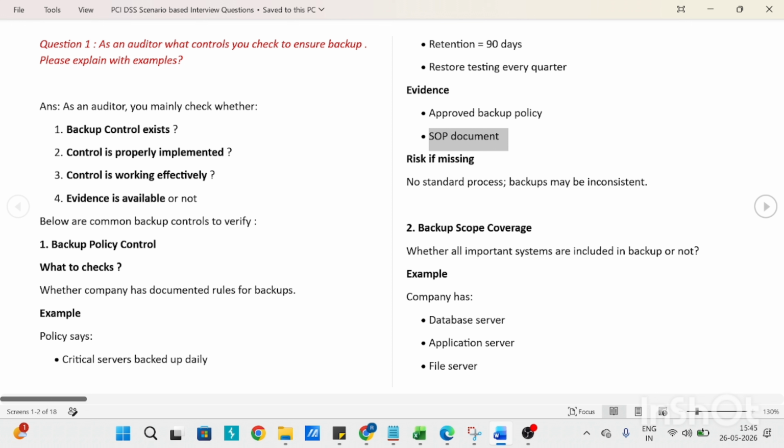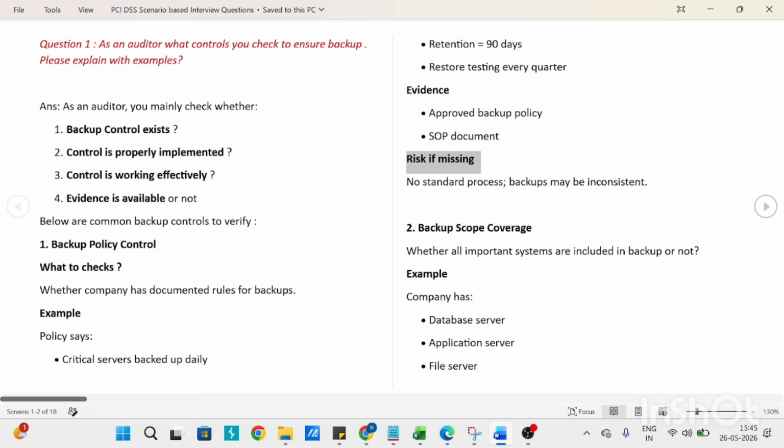Now, in this, what are the risks involved? Risk may involve there is no standard process and backup may be inconsistent. Means if the SOP document is missing, or the backup policy is existing but not approved, then it may be a breach. So you need to highlight that risk as a backup risk.